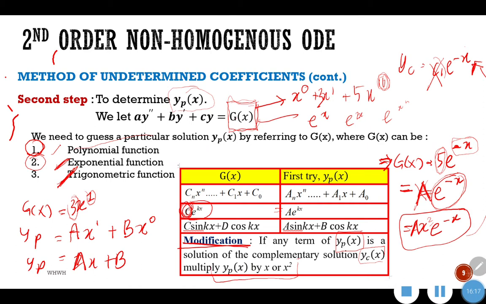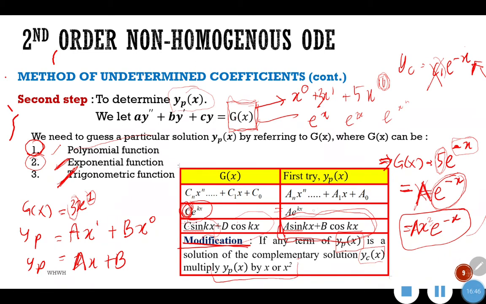Okay, a trigonometric function's guess is not necessarily sine and cos together. It does not have to be. It can be just sine or just cos in your gx. But even if it is only sin or only cos, you always need to propose your yp in pairs.